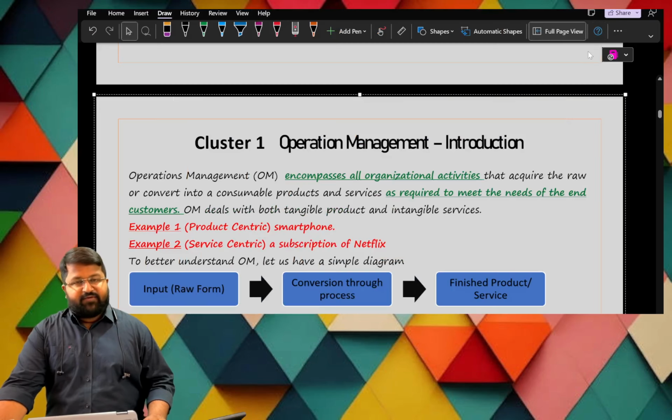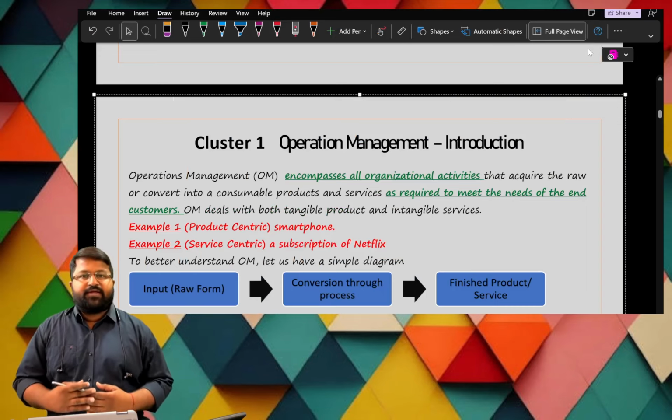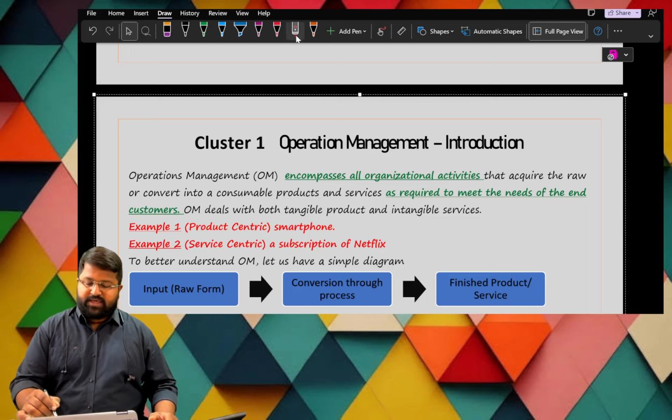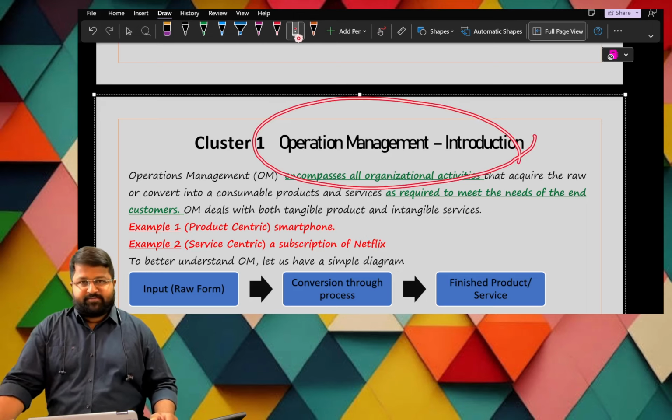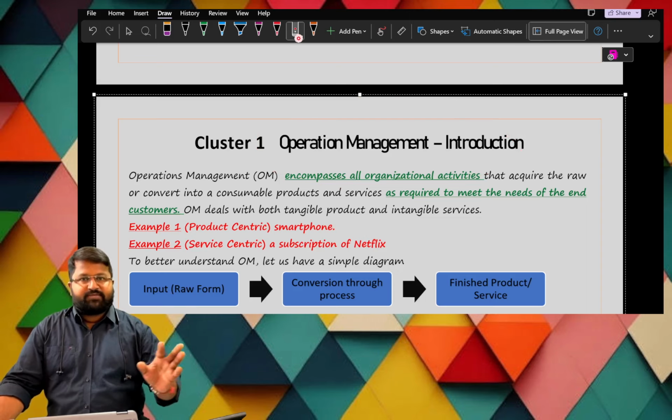So, in this session, we are dealing with our first topic of operations management. That is module number one. What is module number one? You can see on the screen, that is operations management introduction. Initially, what is meant by operations management and what we need to think of those operations management, all will be covered here.